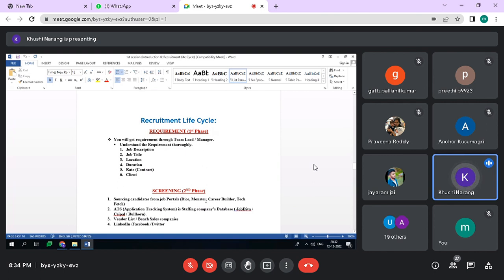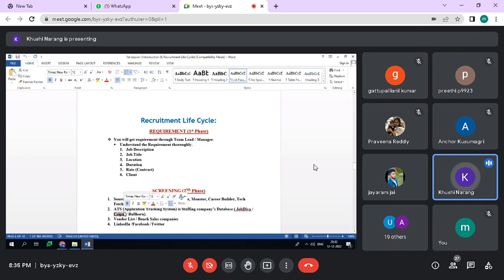And also, you are going to find candidates through ATS. ATS is Applicant Tracking System, which is a staffing company's database. Every staffing company is using this database. Some are using JobDiva, some are using Cpal, or some are using Bullhorn. It depends on the organization what they are using.